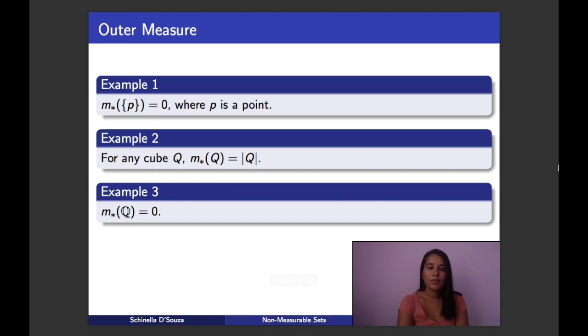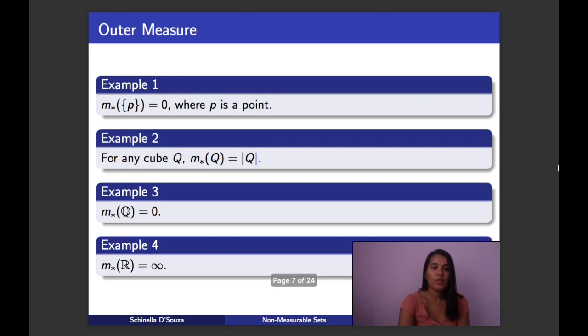The third example is of the rationals in 1 dimension. The rationals are countable, so we can cover each rational by an arbitrarily small interval. As a result, the outer measure here is again 0. In fact, you can use a similar argument to show any countable set has outer measure 0. The final example here is of the real numbers in 1 dimension, and I've put this example in to show that it is possible to have a set of infinite outer measure.